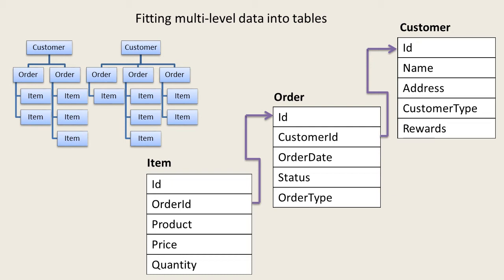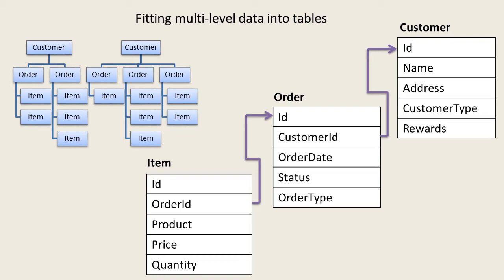So this schema can handle everything we need, and you see that within the item table we have columns like price and quantity, which allow us to calculate the total for this order.